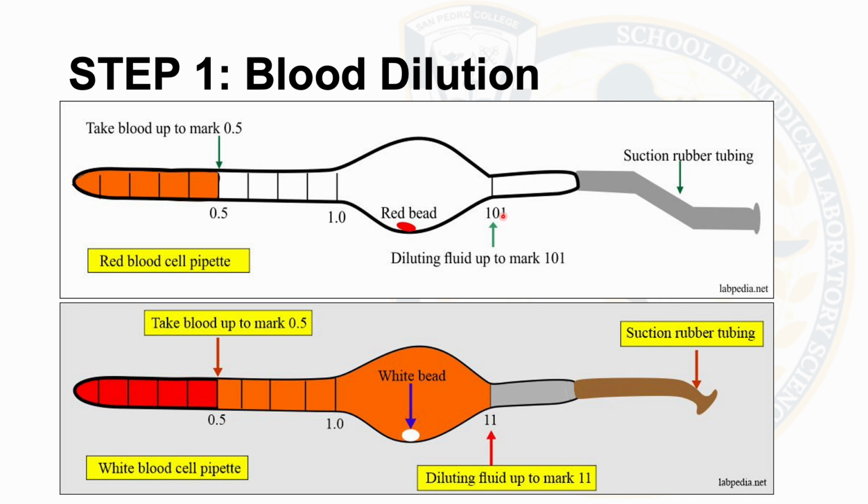So remember, before you sip blood up to the 0.5 mark, you have to make sure that the pipette is not contaminated. So how do we make sure that the pipette is not contaminated?